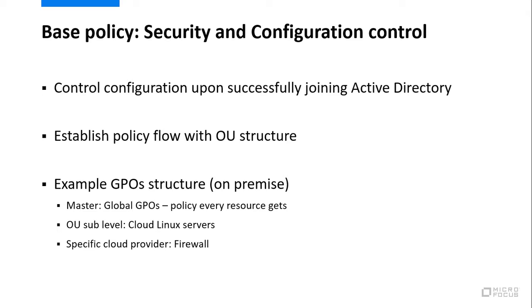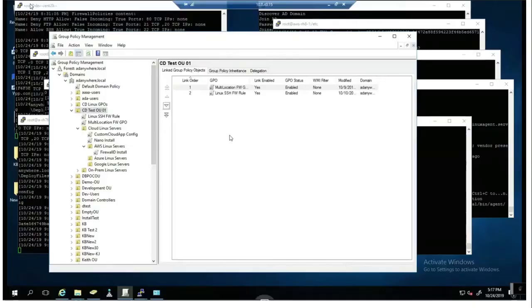I'm going to show you some examples of managing those remote resources through GPOs. We'll create a master GPO. I'll show you some specific cloud-based policies on my Cloud Linux servers, and then I'll show you a specific cloud provider, in this case Amazon Web Services, where I need to have tighter control of a firewall. So let's see exactly what that looks like.